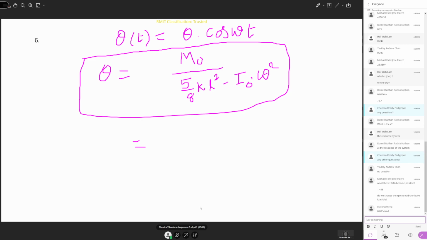Yes, you need to change RPM into radians per second. Omega needs to be converted. The answer you get will be about 0.0334 radians.